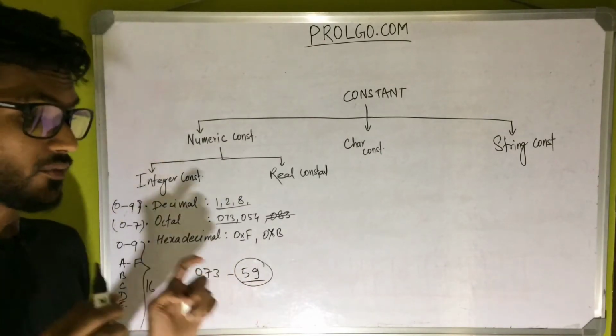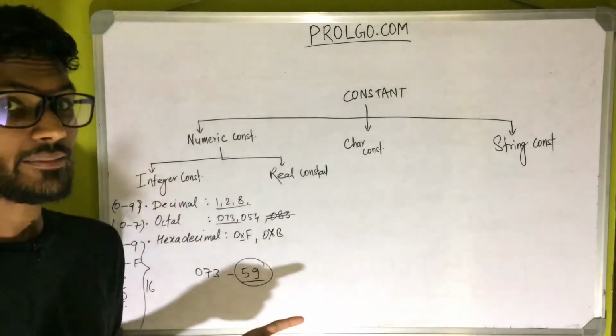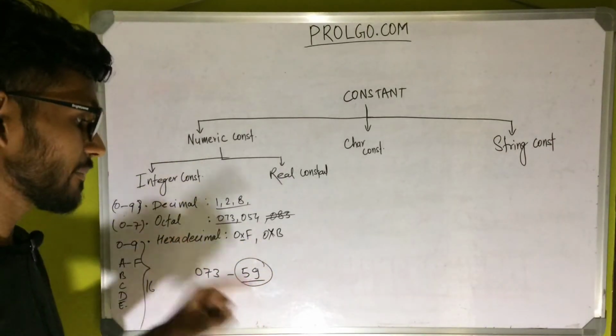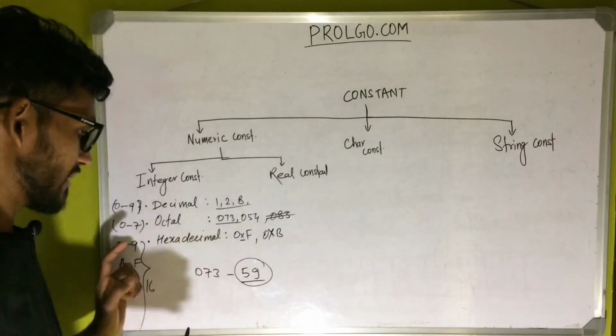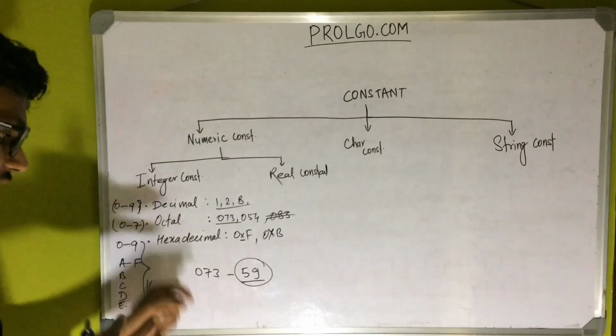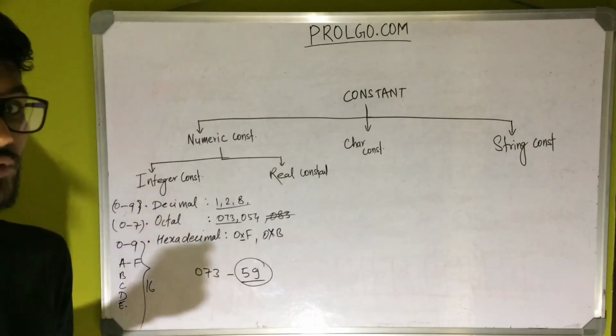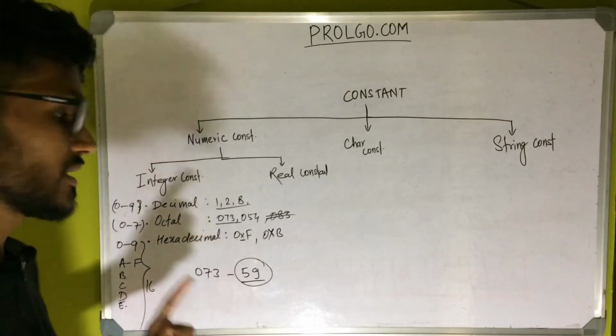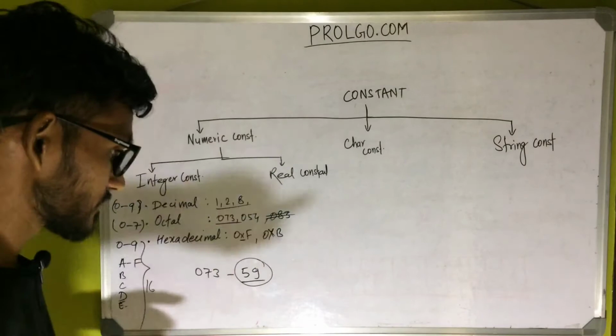But again, whatever data is stored in memory, all of it is stored in binary. So whatever the number, whether we are using decimal, octal, or hexadecimal, in the end all the values will be converted to binary, 0 and 1, and that will be stored in the memory.